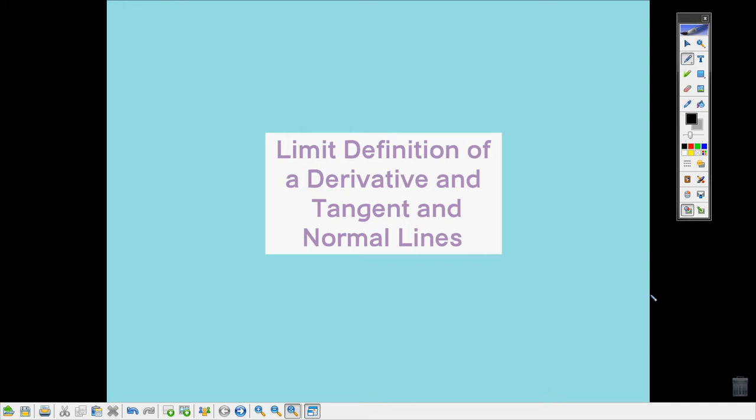This is your limit definition of a derivative and tangent and normal lines help. This is your daily grade. I just pulled a few from each section, or one from each section, to help you have something to go off of as you work on this.